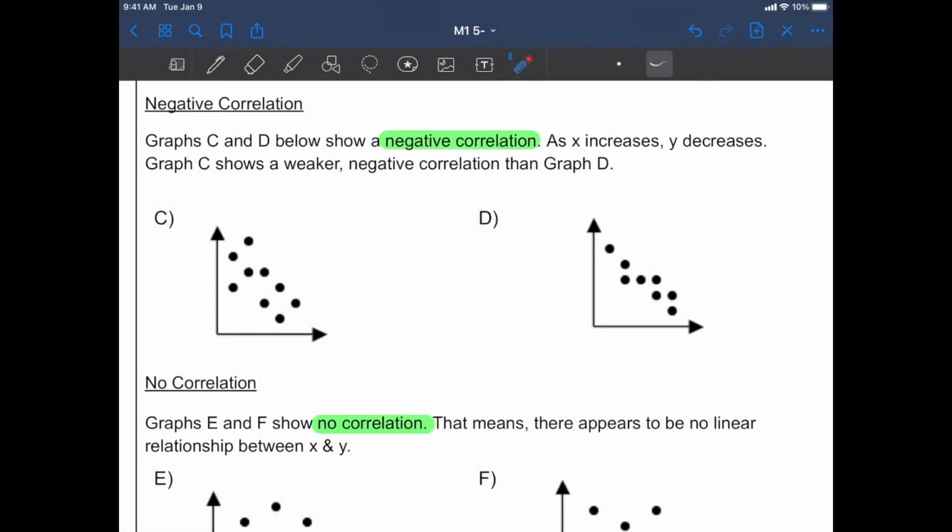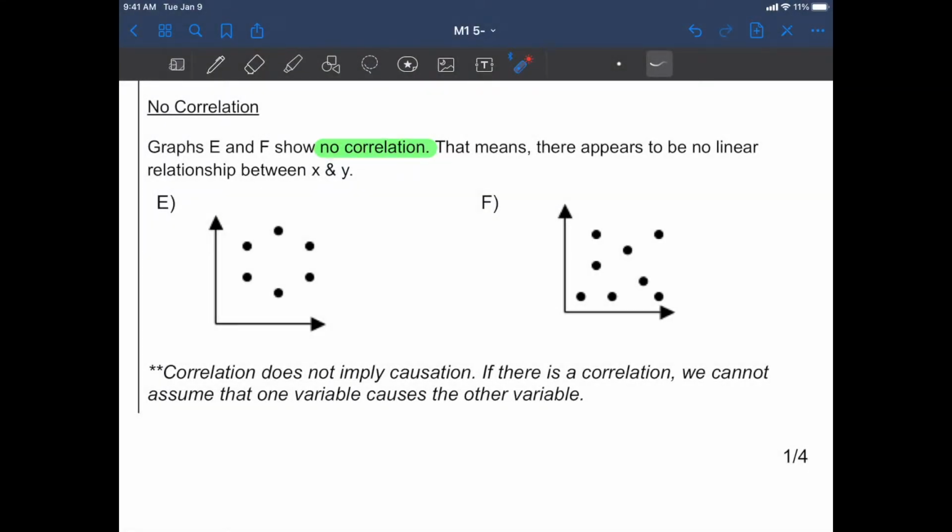Negative correlation. Graphs C and D below show a negative correlation. As x increases, y decreases. So you can see that here. Graph D has a stronger negative correlation than graph C because the data points are far closer to each other than in graph C. Graphs E and F show no correlation.